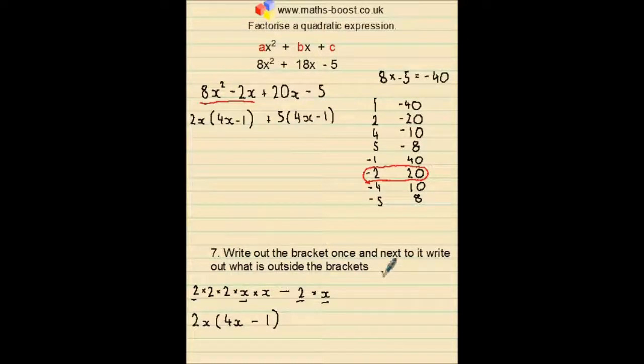Finally, step 7. Write out the bracket once, and next to it, write what is outside the brackets. And it's this and this that is outside the brackets. And we're done. As a final check, you should always expand these brackets to ensure you get back to the original expression.